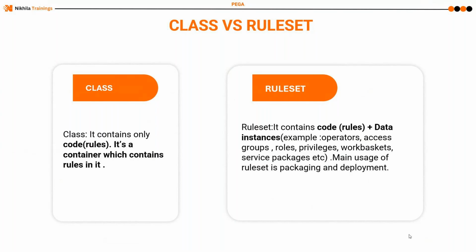Okay. All the rules that you create will be tagged to a class and a rule set. So there are chances you might forget a few classes, then the data will be missed. Whereas in rule set, everything is tagged. So if you deploy a rule set, the classes plus data instances like operator IDs, access group privileges, all these are tagged to a rule set. So everything will get deployed without missing anything.